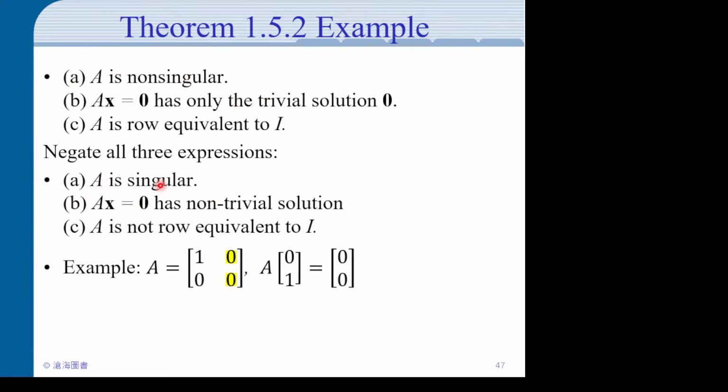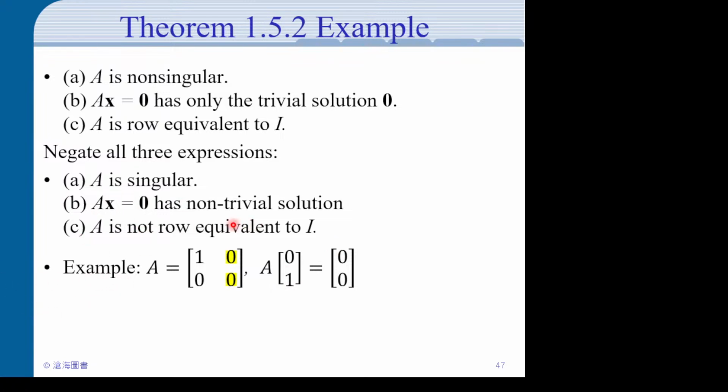So it's A is singular, and this one says Ax equals 0 has a non-trivial solution, and the negation of this is A is not row equivalent to identity. Okay, and here we have an example of a singular matrix. So what our theorem is trying to avoid is a singular A like this. Why does Ax equals 0 have a non-trivial solution? Here we can see an example. This 0 here is being funny because when you multiply A with (0, 1), you get (0, 0). So this (0, 1) is a non-trivial solution to Ax equals 0.